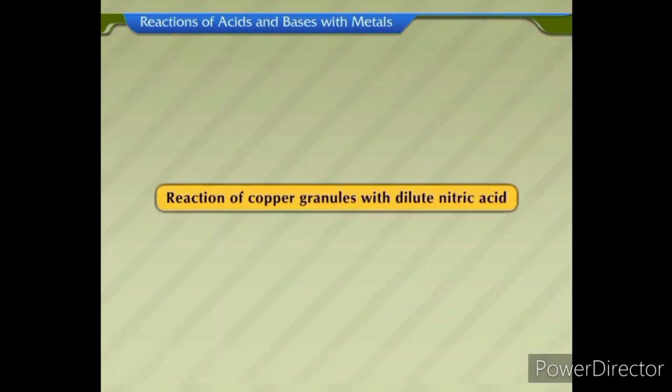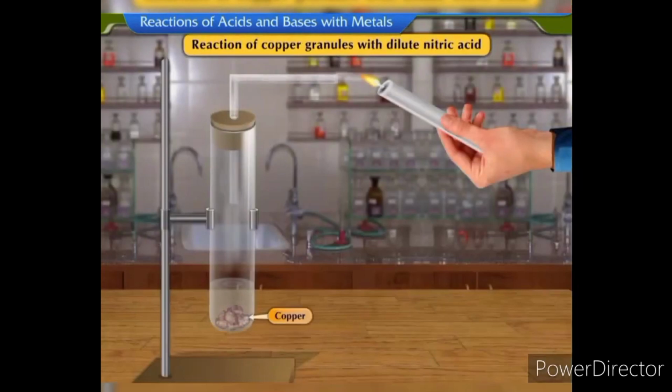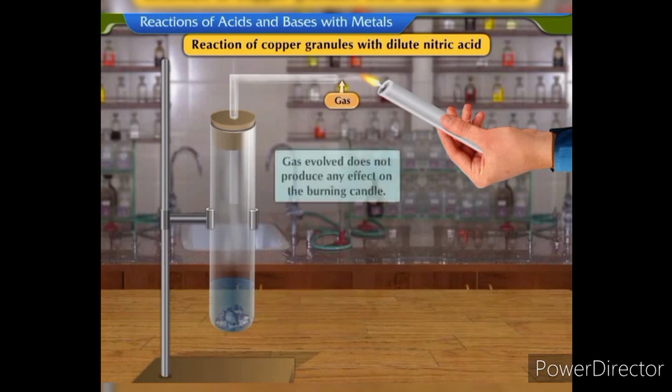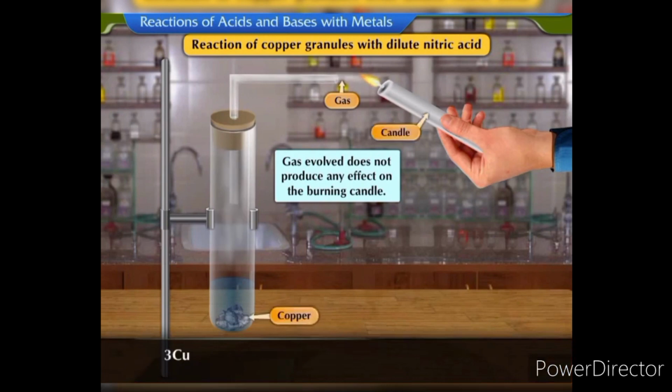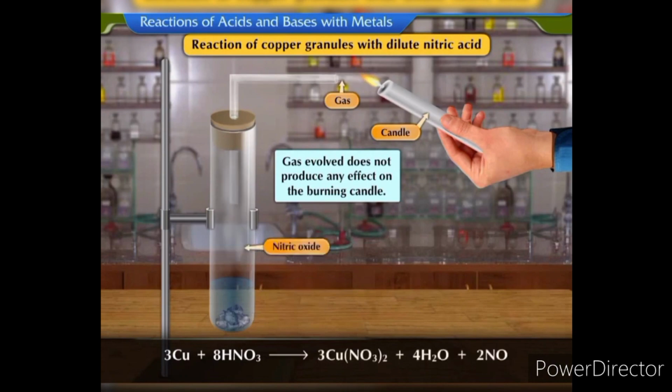Reaction of copper granules with dilute nitric acid. When copper reacts with dilute nitric acid, a gas is evolved. This gas evolved does not produce any effect on the burning candle. Copper reacts with dilute nitric acid to form copper nitrate, water, and nitric oxide.